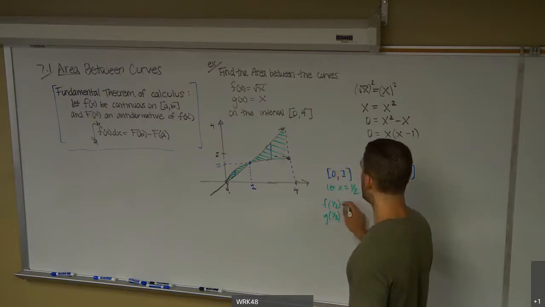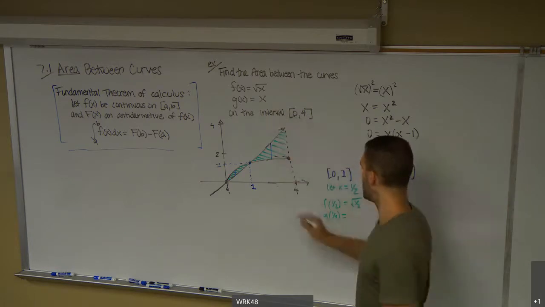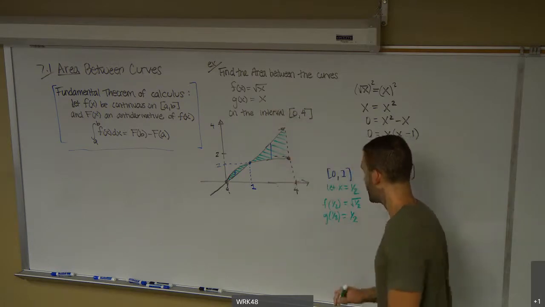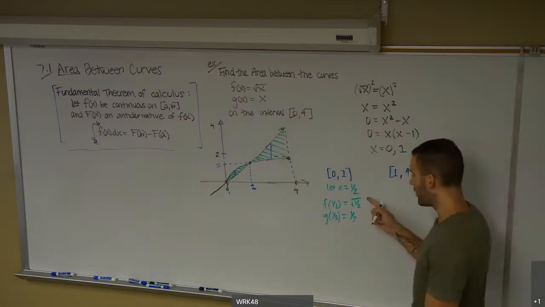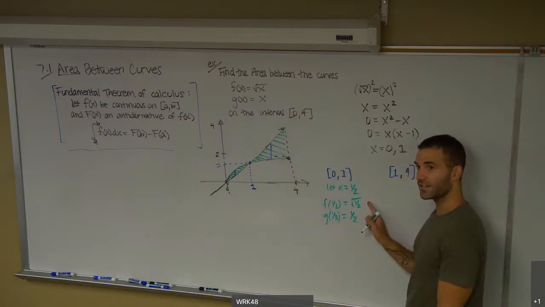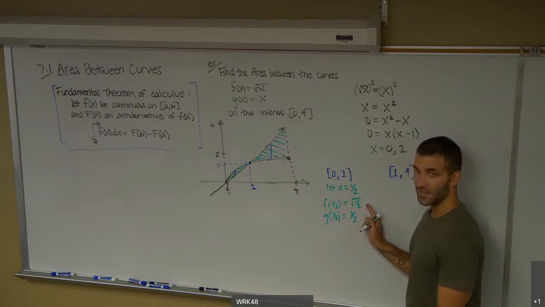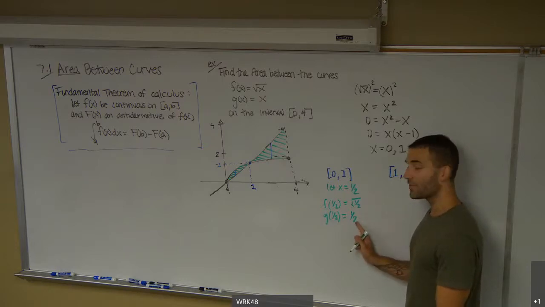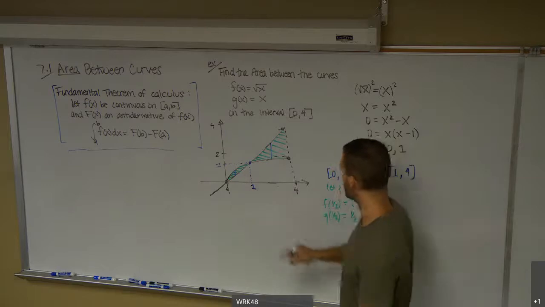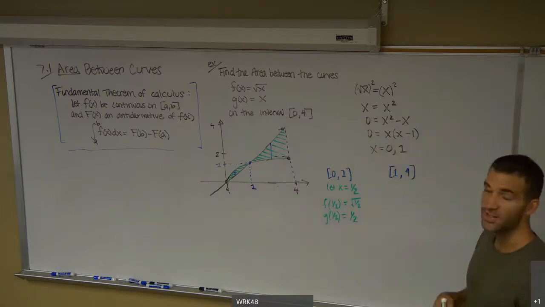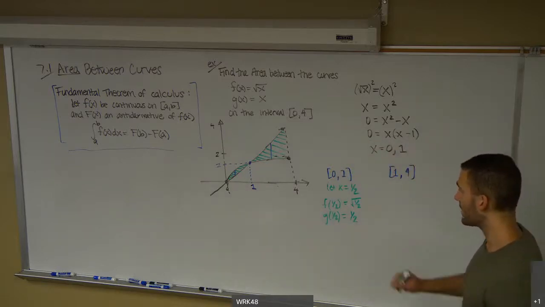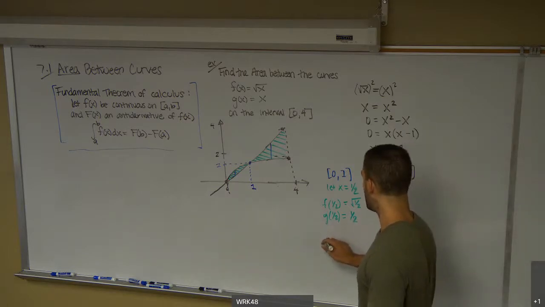F of 1/2 will give me the square root of 1/2. G of 1/2 would just be 1/2. If you put this in the calculator, if you're not clear on what the square root of 1/2 is, it's larger than 0.5. And so the square root of 1/2 is larger than 1/2. That tells me that f of x, or the square root graph, is above g of x, the x graph. And so that means line segments in this region will be the square root of x minus x.